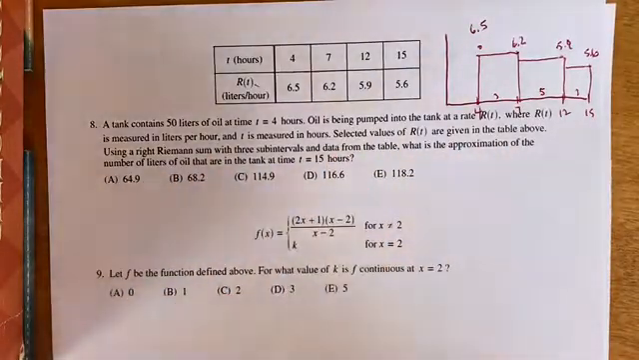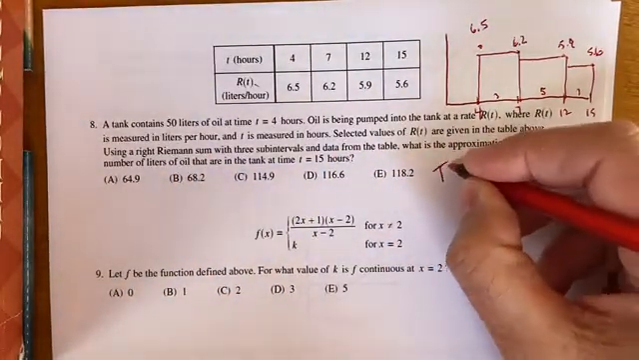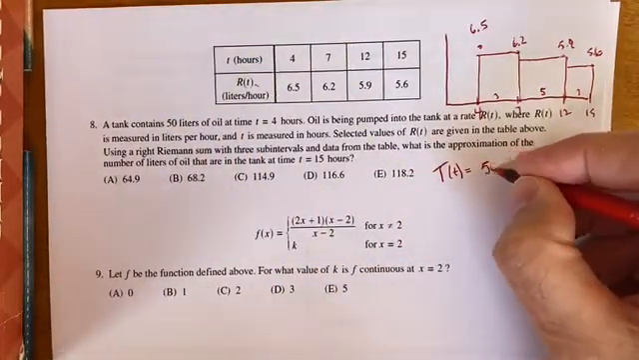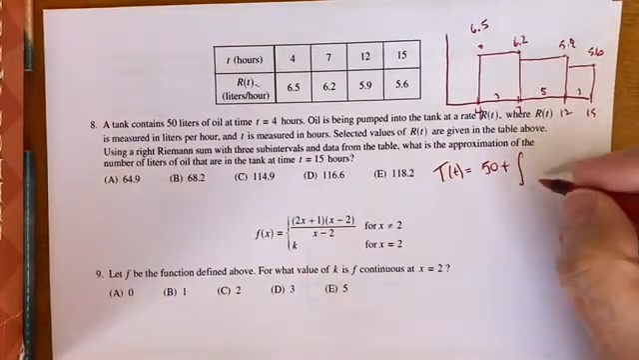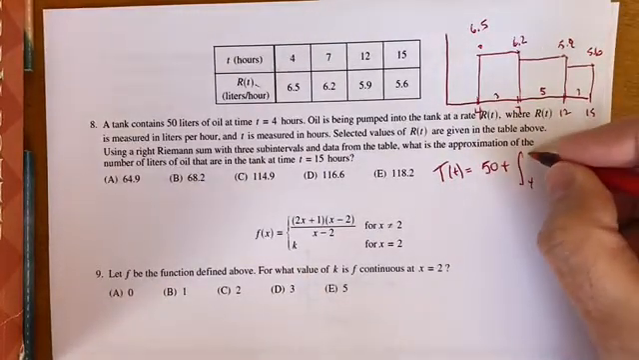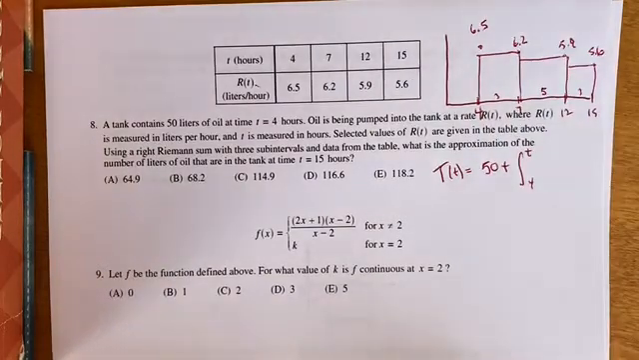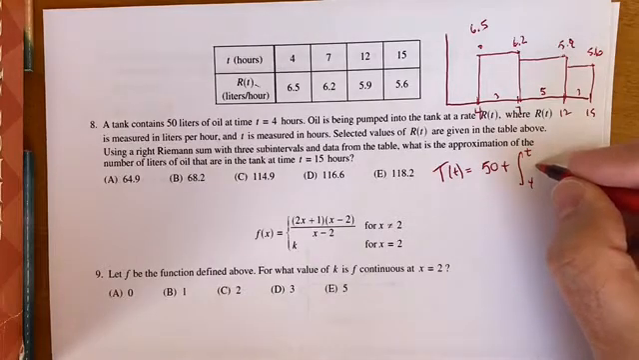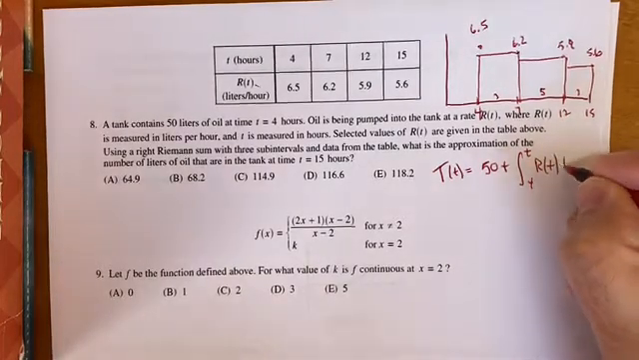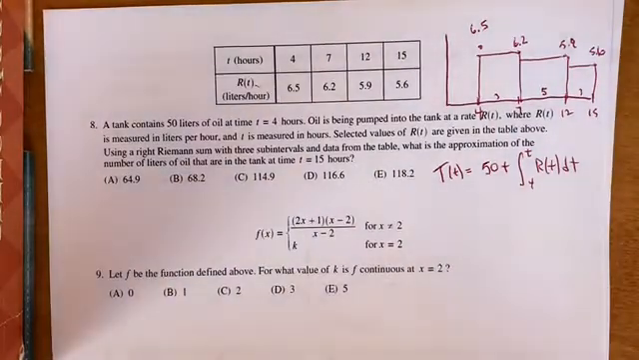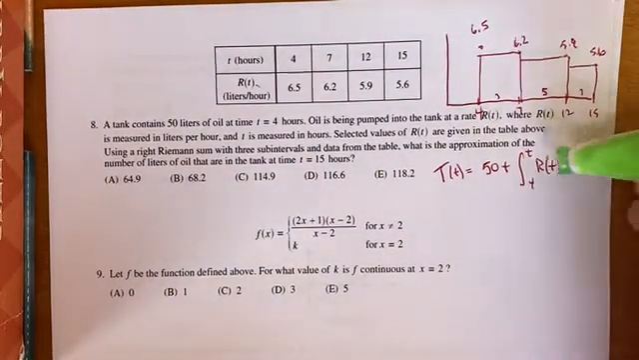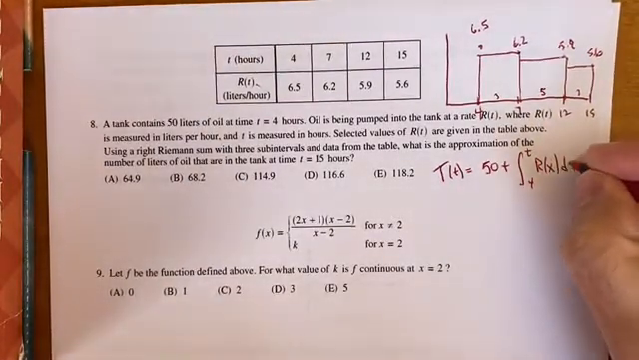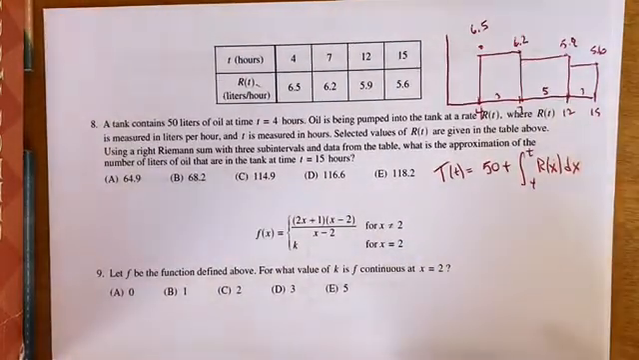To approximate the number of liters, the total number of liters is the amount you start with, 50, plus the integral of the rate, because you integrate the rate to get the total amount. So from 4 to t of r of x dx. We don't want the variable in the interval to be the same as the variable in the function. So anyway, that function will give us the total amount.